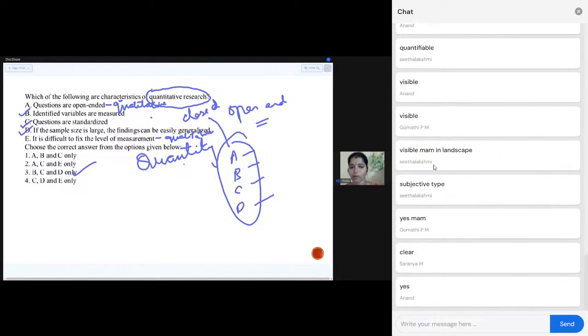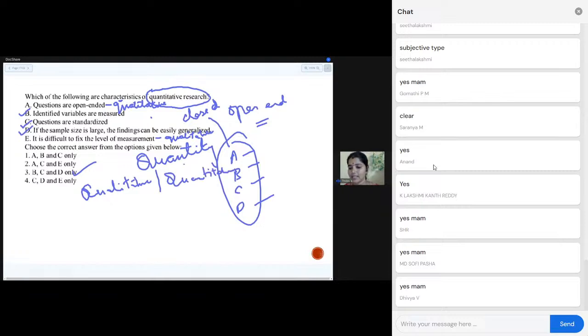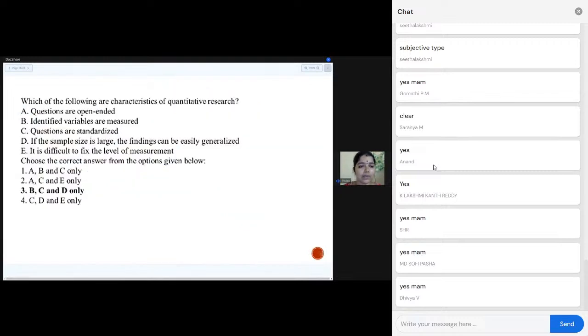We will be learning more about the concepts. First, quick concepts along with the PYQs. You have to be clear about what you mean by qualitative and what you mean by quantitative. Yes, very good, super. Next question, we'll go to the next question.